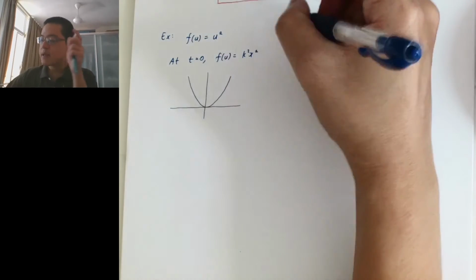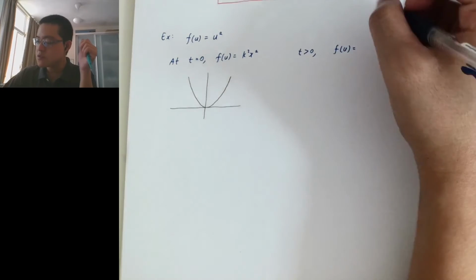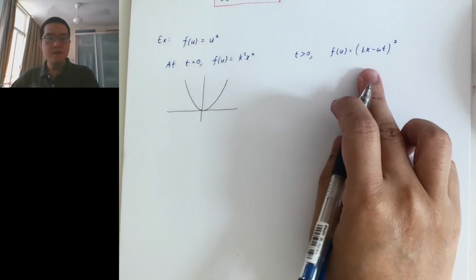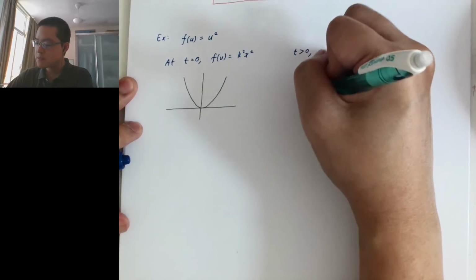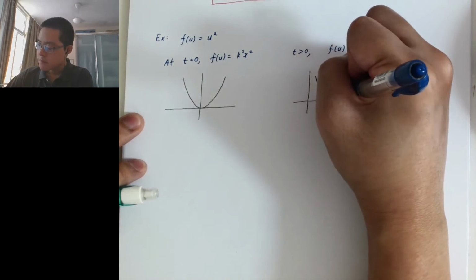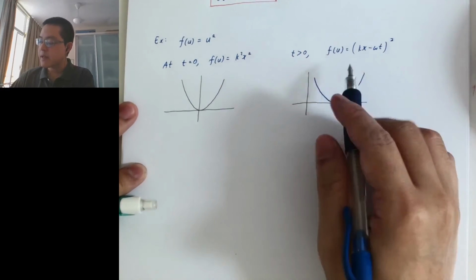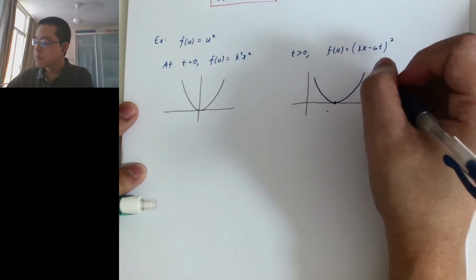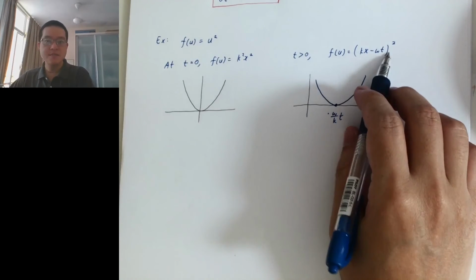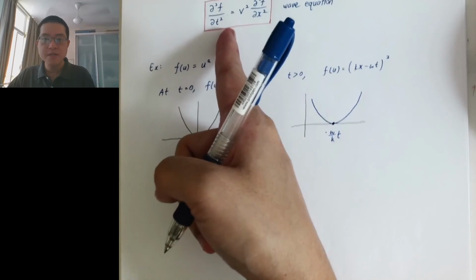Then at some later time greater than 0, my f of u is equal to kx minus omega t, the whole thing square. So it has moved to the right, something like this. You can calculate that at this point x is equal to omega over k t, where this function becomes 0. Then let's differentiate this function with respect to t twice.